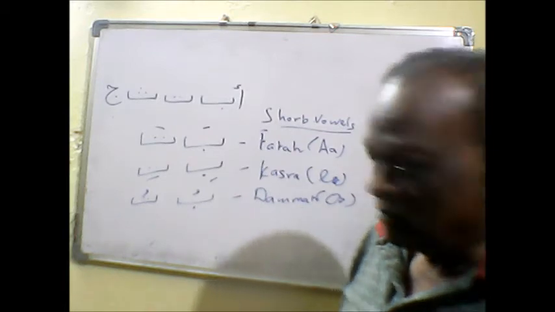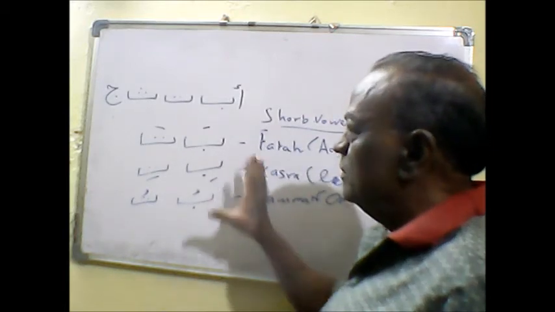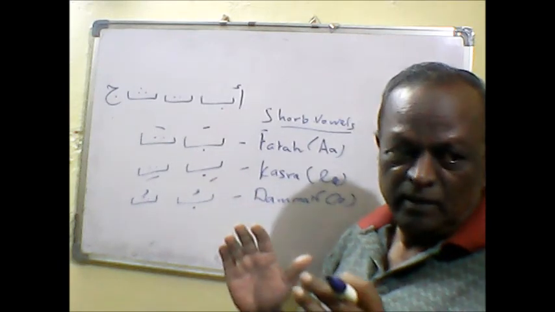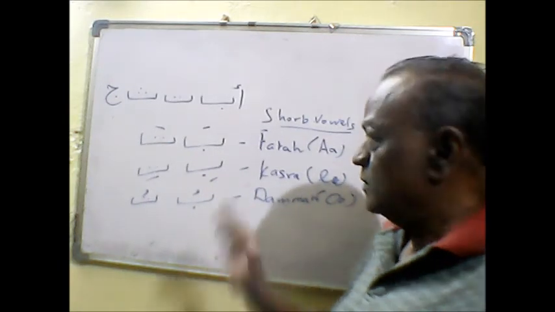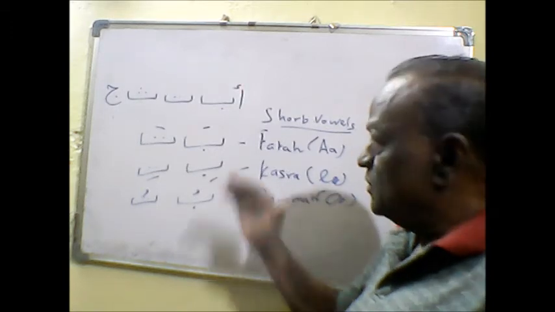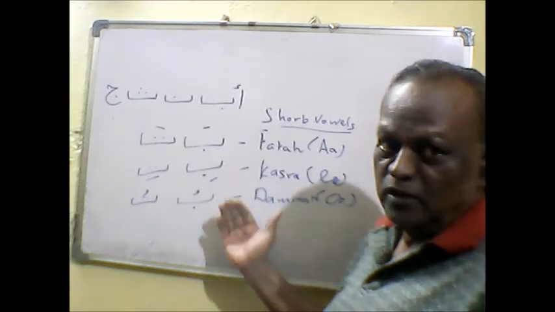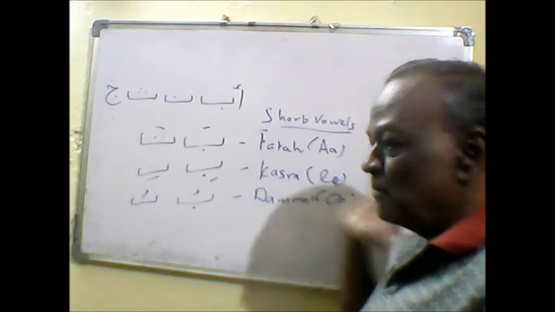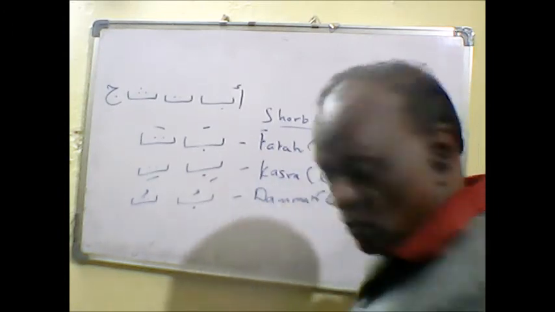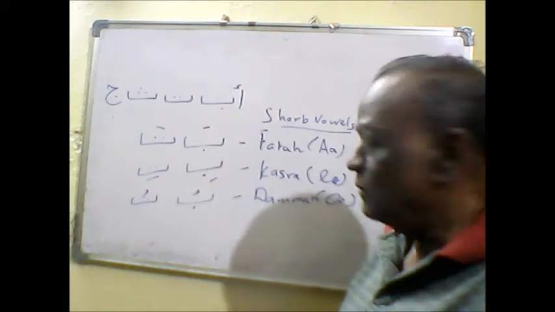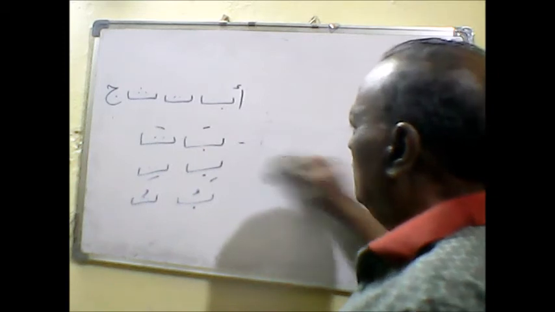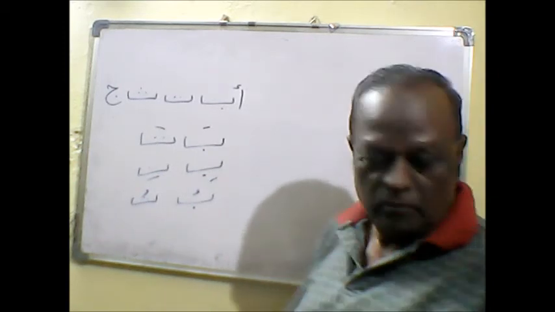What are the long vowels? Here you can see these vowels are not standing alone independently, unlike in English. Apart from the alphabet, these 3 short vowels are additionally taken, that is Fatah, Kasra, and Dhamma. What are the long vowels? We'll learn long vowels. We'll take the same letter.